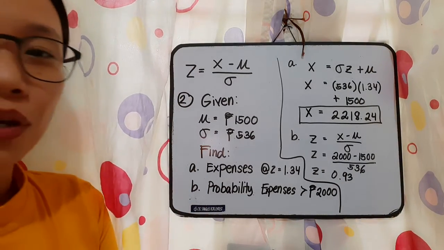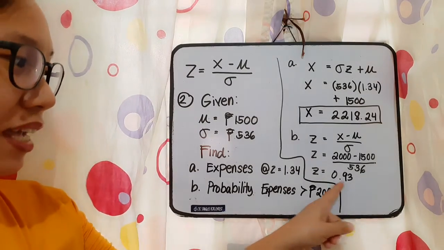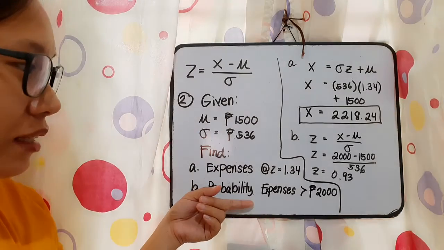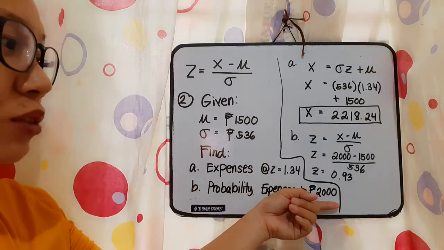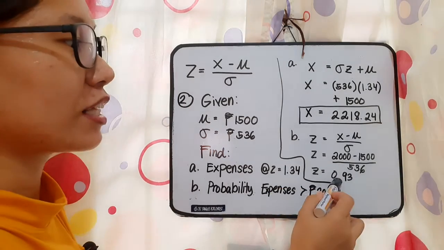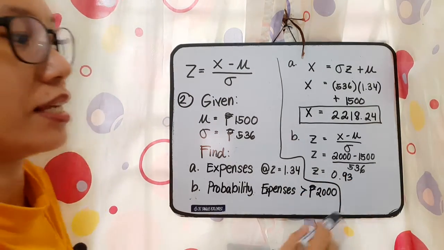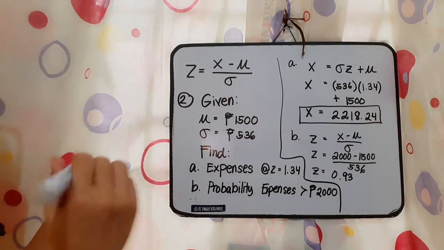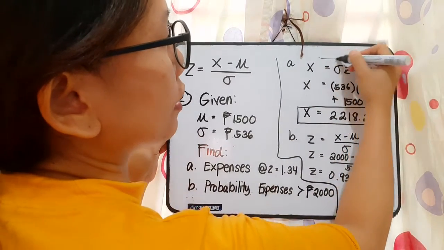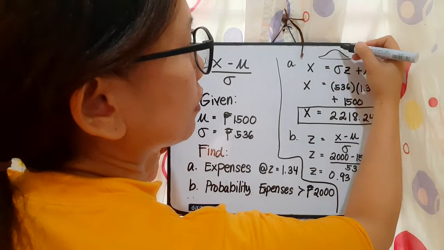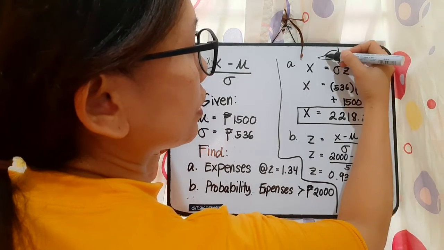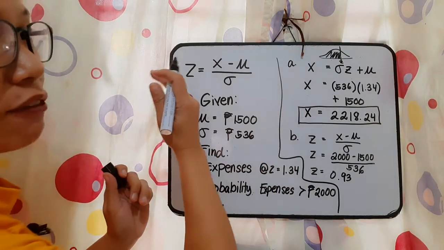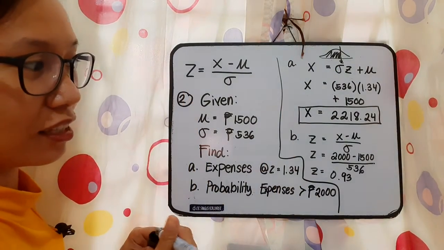Okay, since what we are looking for here is the probability, we're going to find the probability that the expenses will be greater than 2,000. The z value at 2,000 is 0.93. And if we look at our standard z table, this will be the z value. This is the area or the probability of the occurrence. So that's to the left, meaning that is less than 2,000.